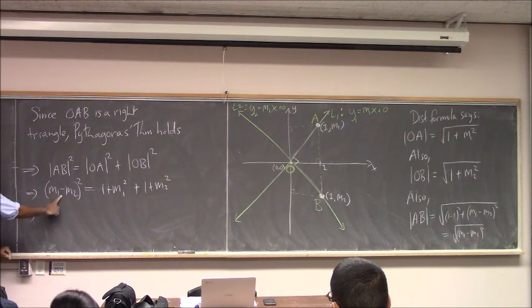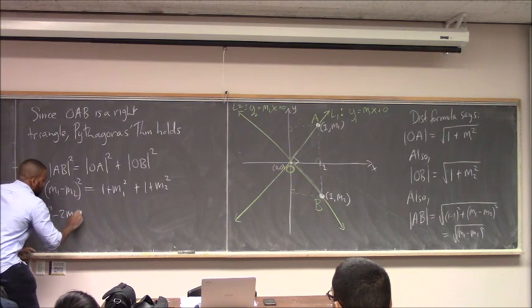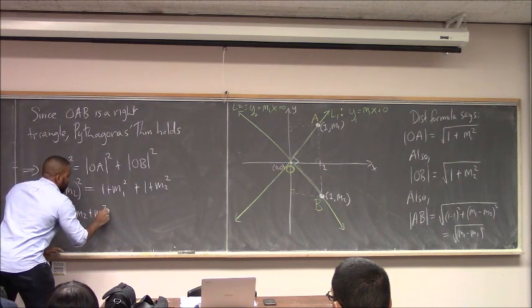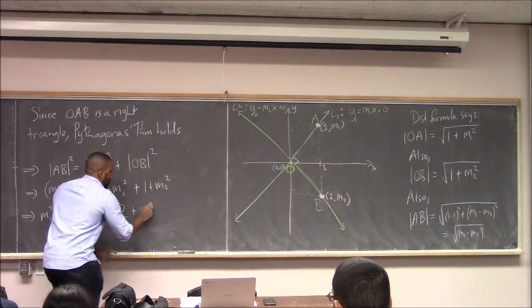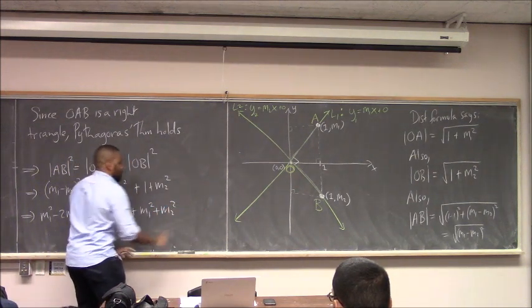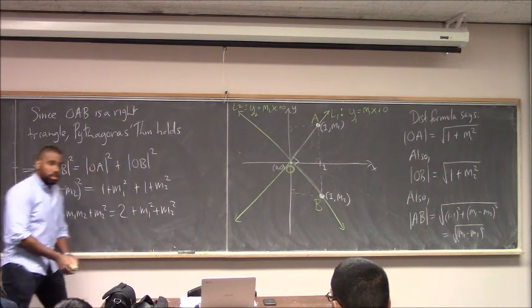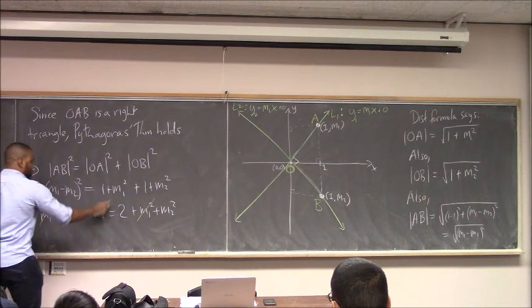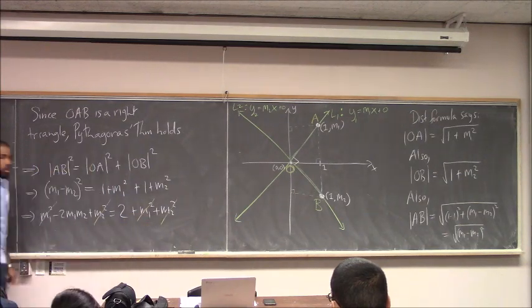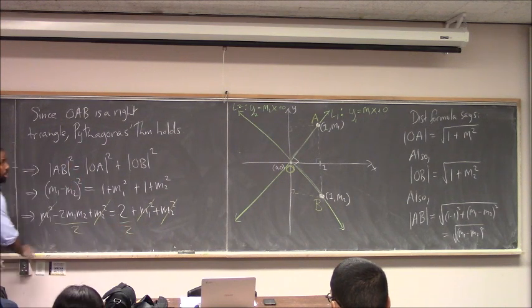Now, that's been on so many quizzes by now, so we know what that becomes. It's m1 squared minus 2 m1 m2 plus m2 squared. This is 1 plus 1, that's 2, plus m1 squared plus m2 squared. At this point, let's start to clean things up a bit. We can subtract things from both sides. Subtract m1 squared from both sides, subtract m2 squared from both sides, and divide both sides by 2. And what do we have?